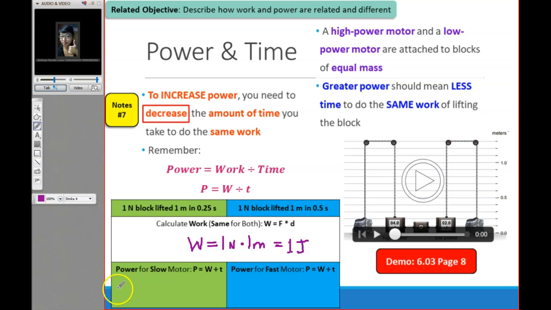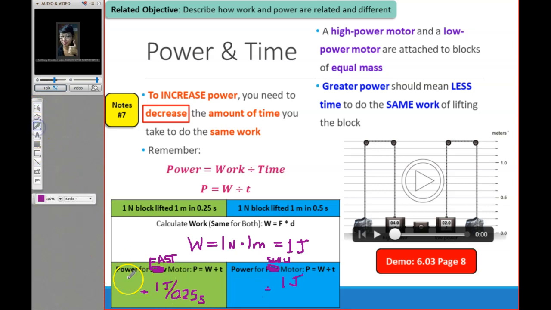But now what we're going to do is see a slow motor versus a fast motor. Oh, sorry, this one is the fast one. All right, so let's go ahead and plug that in. So remember, power equals work divided by time. So now work for this one was 1 joule, and work for the one on the right was also 1 joule. But the one on the left only took 0.25 seconds. Plug that into a calculator and tell me, what power does that give me? This should be a P for power.